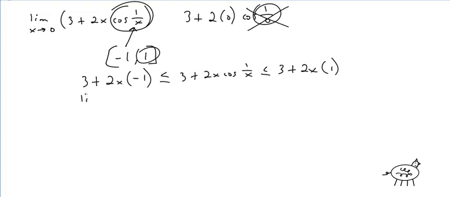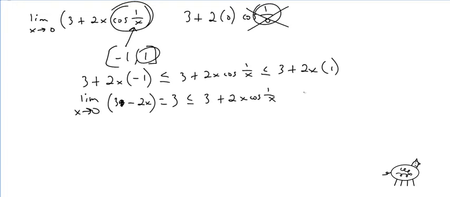Now let's take the limit of each one of these, because now I can actually take the limit as x approaches 0 of 3 minus 2x. You guys agree with that? And that limit is just direct substitution: 3 minus 0 is 3. And let's do the same thing here: the limit as x approaches 0 of 3 plus 2x. Again, direct substitution. Don't you guys agree that's equal to 3 plus 0, or 3?